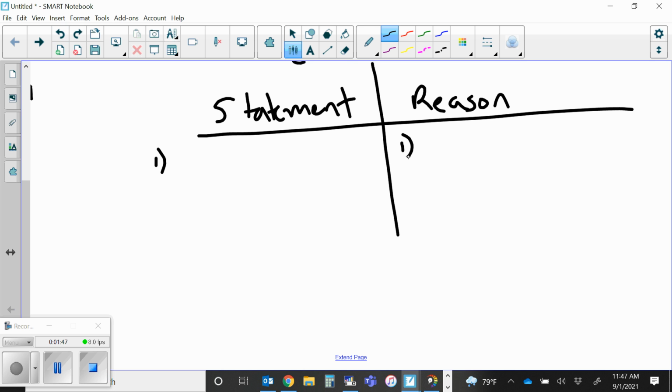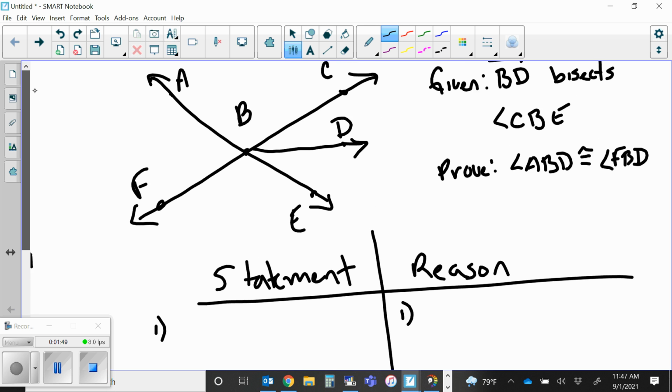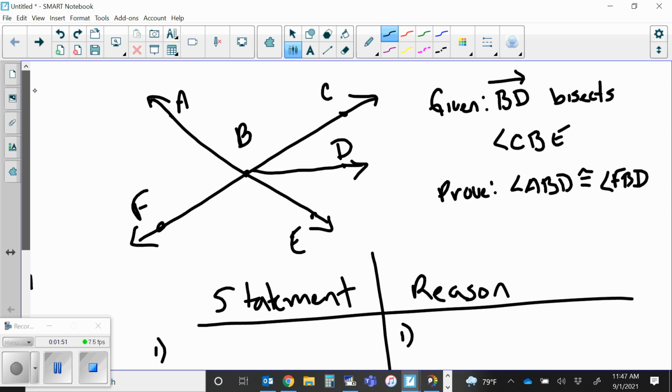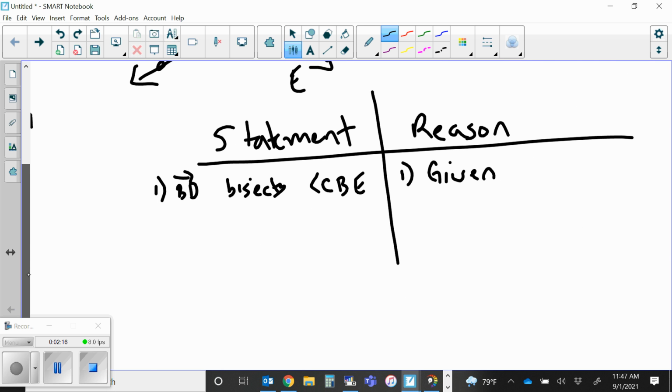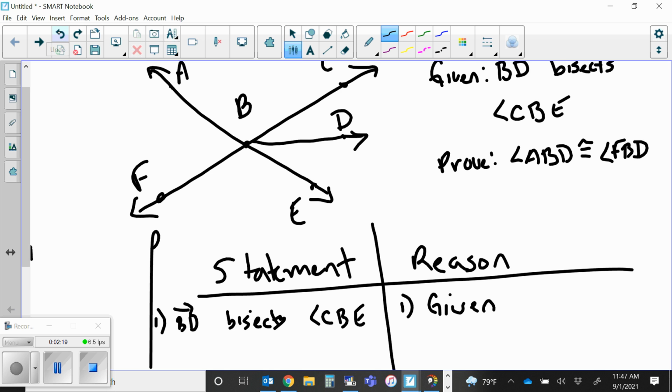All right, so what's the first thing we said we start with when we have proofs? What's the first thing we always start with? The given. So what are we going to write right away? Perfect. BD bisects angle CBE. Perfect. What's the reason for that? So we can't just make statements without having proof.